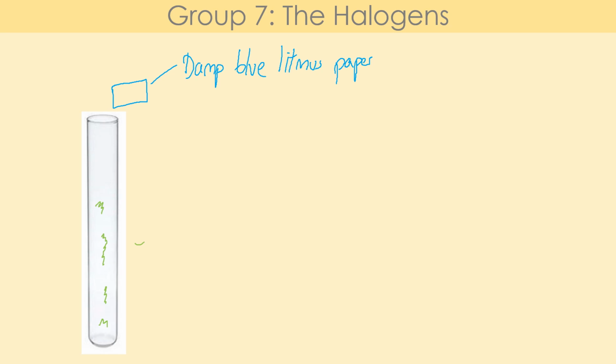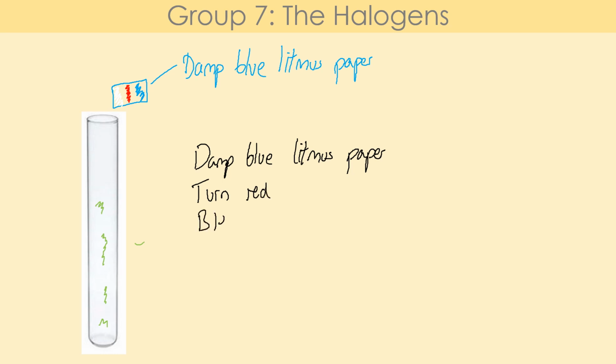And for that, we see the following things happen. First, we see it turn red, and then we see it bleached white. So we start off with damp blue litmus paper, it turns red, and then it is bleached white.